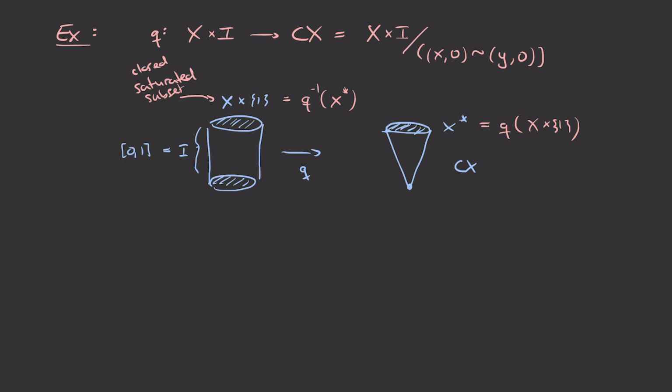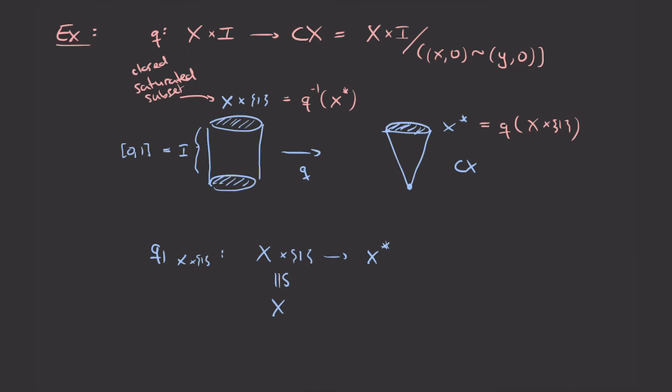And by the previous properties we saw, this means that we can actually restrict this quotient map Q to this closed saturated subset. So consider Q restricted to X times the singleton 1. This is a map going from X times the singleton 1 to this set X star, which is a subset of this cone. And finally, we just observe that this X times the singleton 1 is homeomorphic to X itself. This is something you can easily check for yourself.